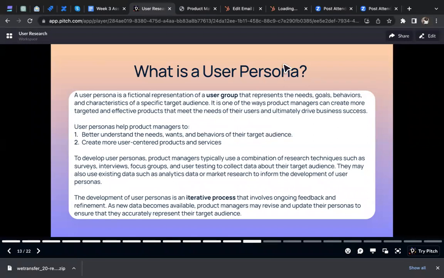All right, guys. So a user persona is a fictional representation of a user group that represents the needs, the goals, the behaviors, and the characteristics of a specific target audience. It is one of the ways product managers can create more targeted and effective products that meet the needs of their users and ultimately drive business success. Let me just go over that again without all the grammar. A user persona is basically how you represent the people that your product is meant for.